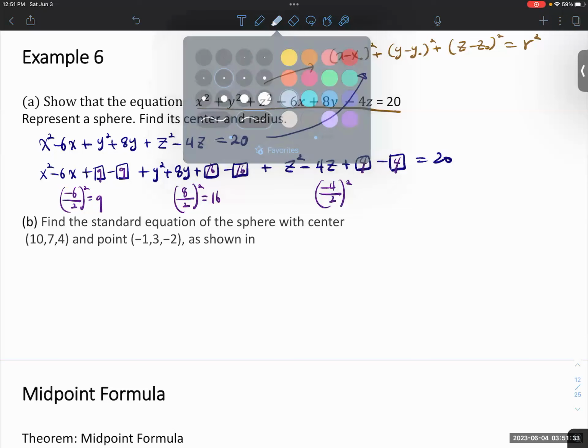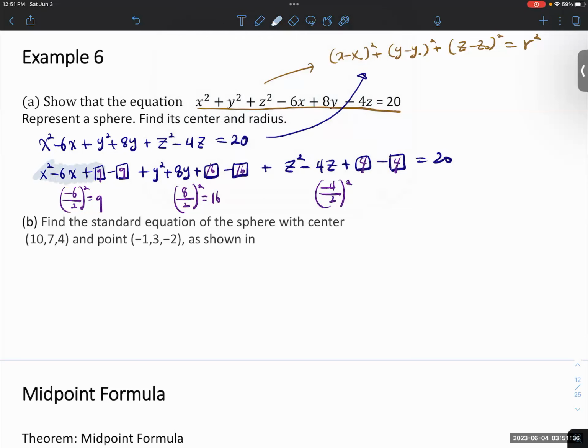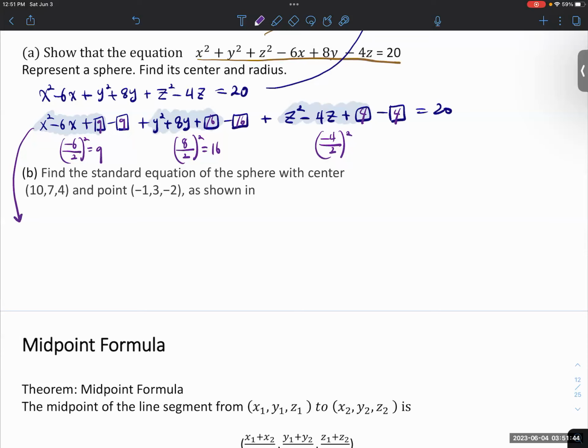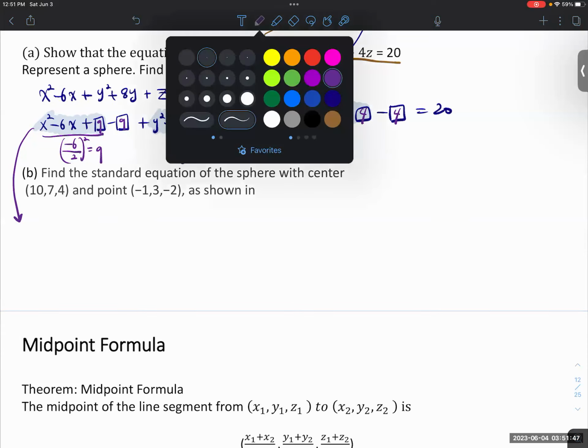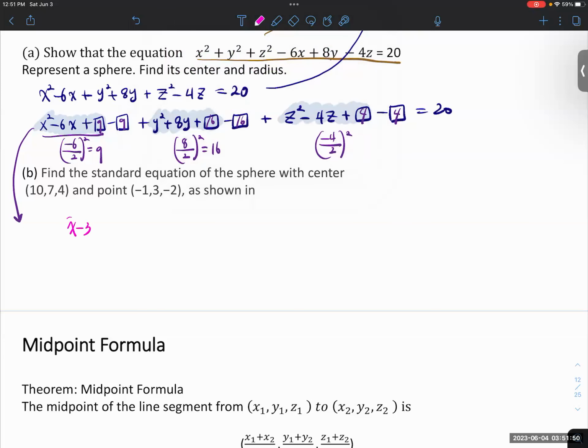Why am I doing this? Because these three terms are going to be a binomial factor. So what happened? I'm going to write in the bottom. This first group is going to be, I'm going to write in pink, (x minus 3) squared, because that's x squared minus 6x plus 9. These three are (y plus 4) squared. These three, when you find the factor, (z minus 2) squared. Am I correct? And the rest of the things, minus 9, minus 16, and minus 4 equal to 20.